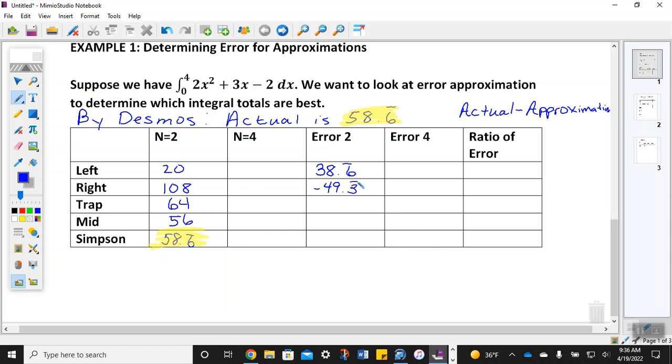Who wants to do the 64 for me? I got it. Who wants to take the actual 58.6 repeating minus 64? I need someone to do the midpoint for me. Well, I can do that. That's just 2.6 repeating, isn't it?